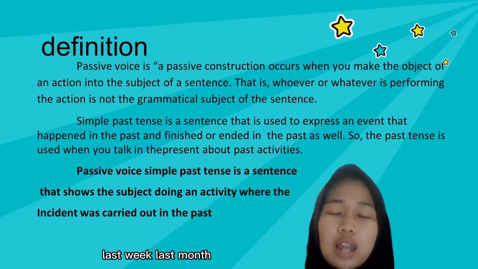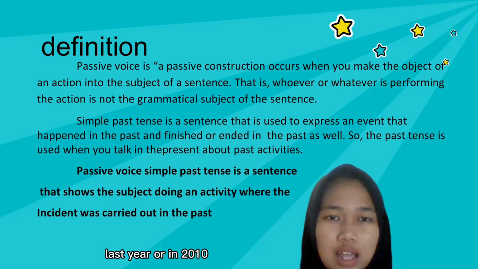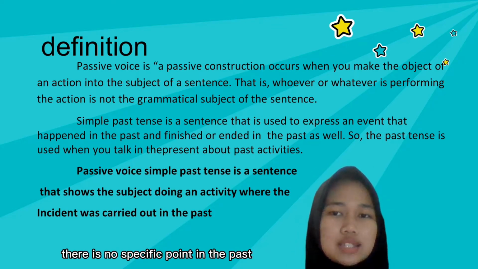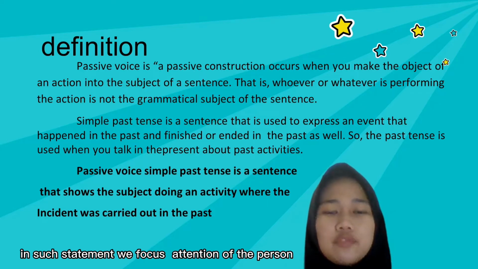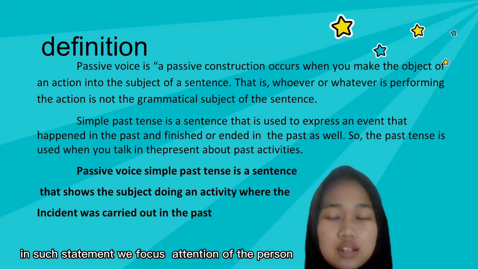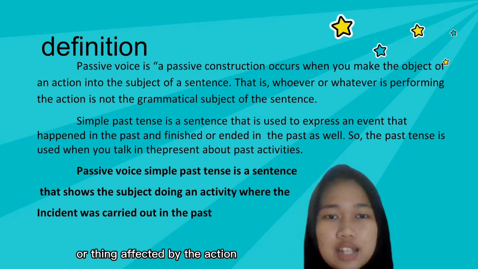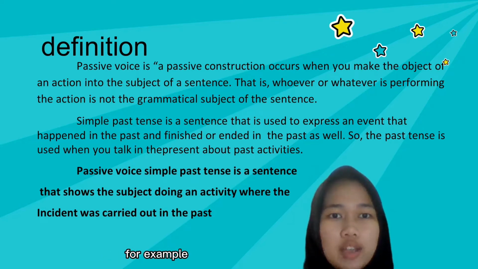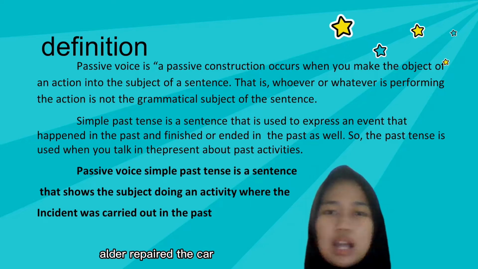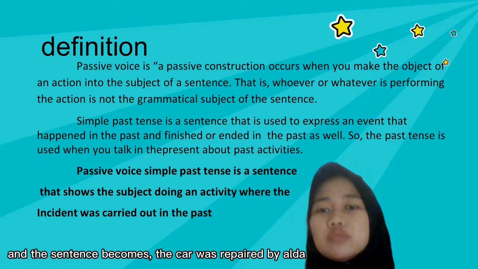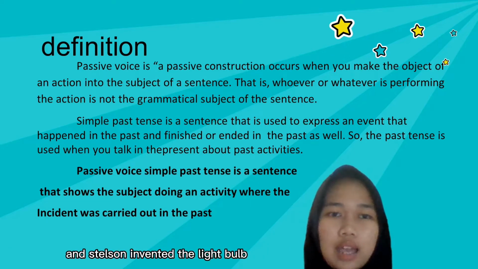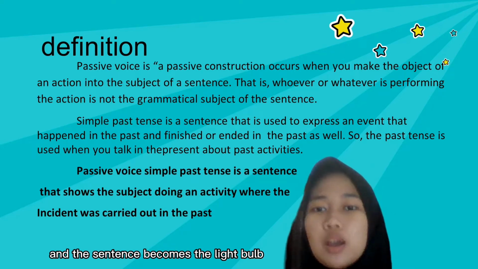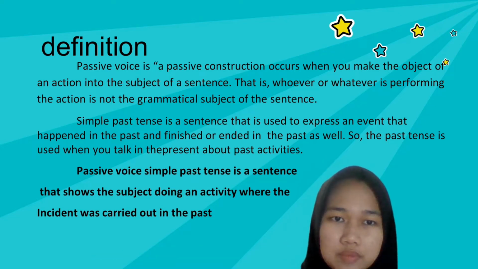last week, last month, last year, or in 2010. Unlike the past perfect passive, there is no specific point in the past. In such statements, we focus attention on the person or thing affected by the action when the subject is unknown, unclear, or irrelevant. For example, Alda repaired the car, and the sentence becomes the car was repaired by Alda. And Charleston invented the light bulb, and the sentence becomes the light bulb was invented by Charleston.